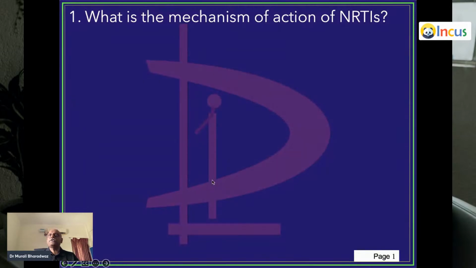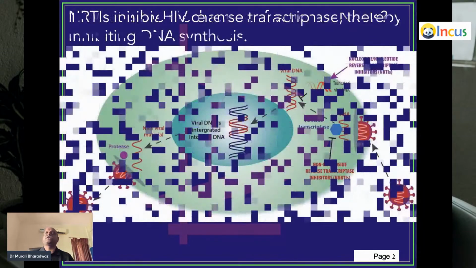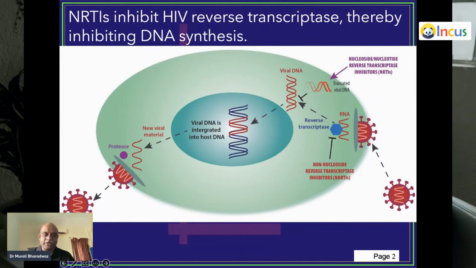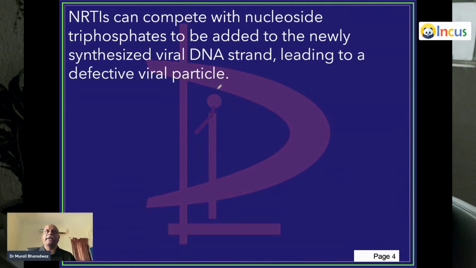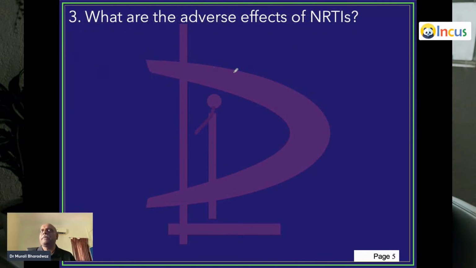Now, what's the mechanism of action of NRTIs? NRTIs inhibit the HIV reverse transcriptase so that they inhibit the DNA synthesis. How will NRTIs lead to a defective viral particle? Basically, NRTIs compete with the nucleoside triphosphates from getting added into the newly synthesized viral DNA. That leads to a defective viral particle.